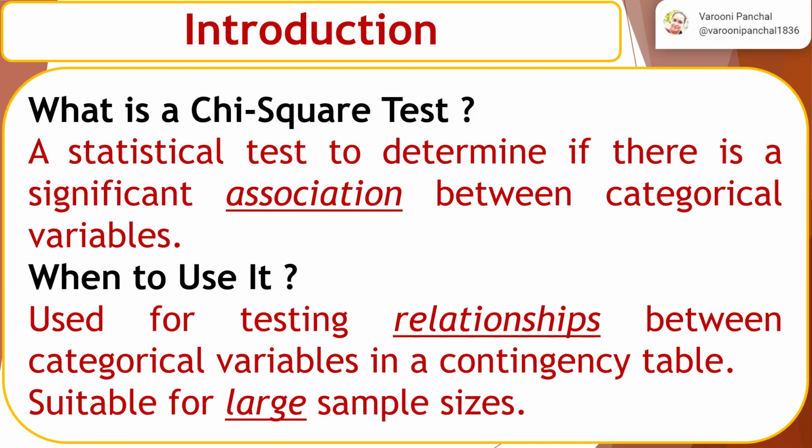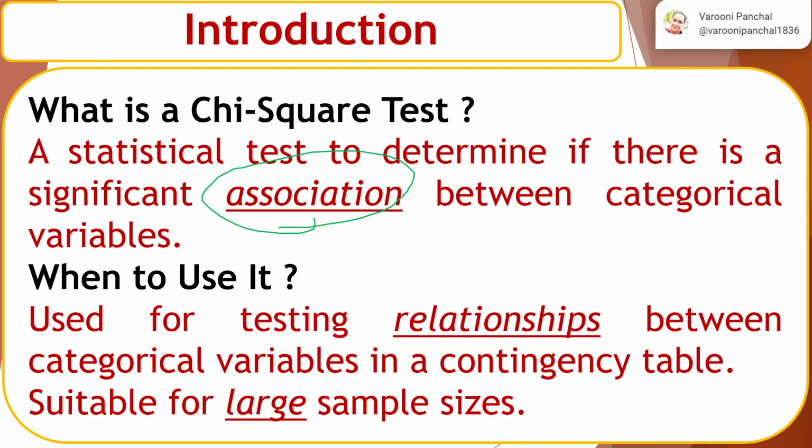Introduction. What is a chi-square test? A chi-square test is used to determine if there is any association between two categorical variables. Say, for example, I have two variables: one is treatment group and another is the response. Response could be anything. It could be positive, negative, or yes and no. So for these two categorical variables, I want to check whether there is an association between them, and hence I use the chi-square test.